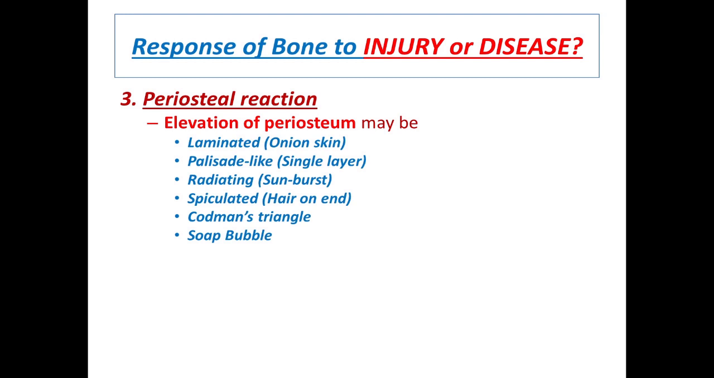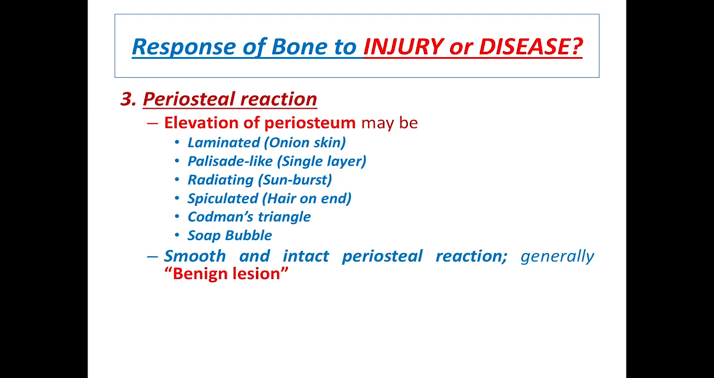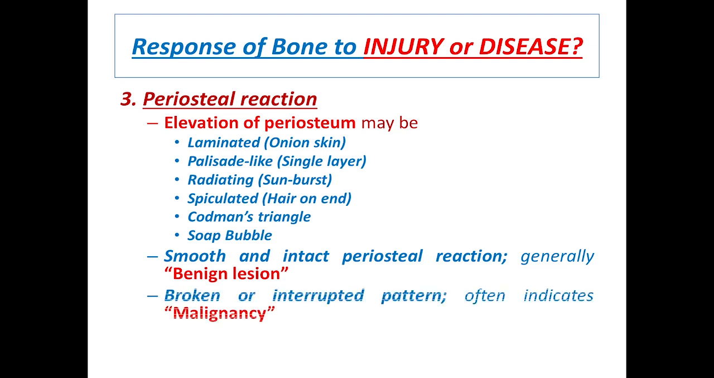For this you should know, in case of any type of benign tumor, the periosteal reaction becomes smooth and intact, while in case of a malignant tumor, whenever there is a broken or interrupted pattern on the bone in a radiograph, you will see such a periosteal pattern. It's a clear indication of malignancy. But you should know, without histopathology, don't give any type of confirmatory diagnosis.